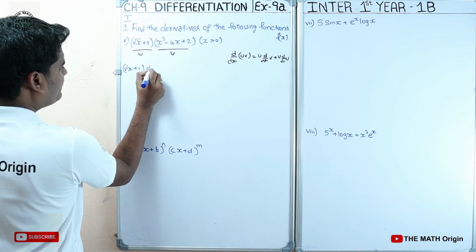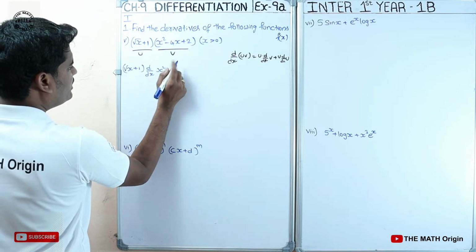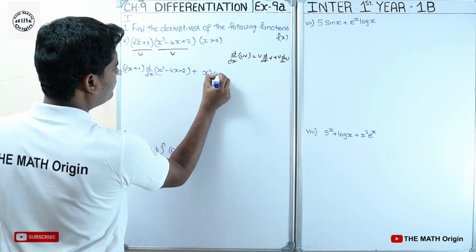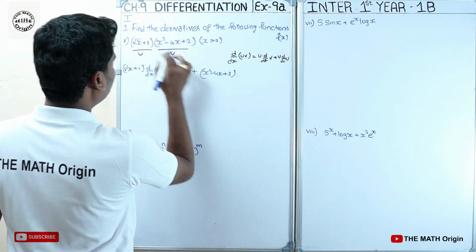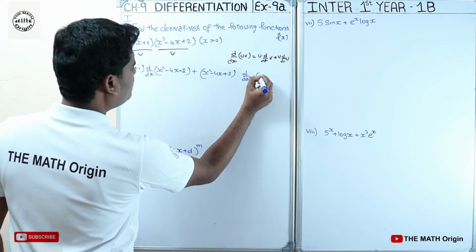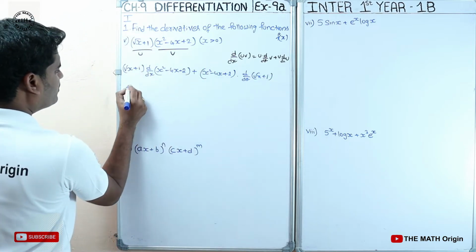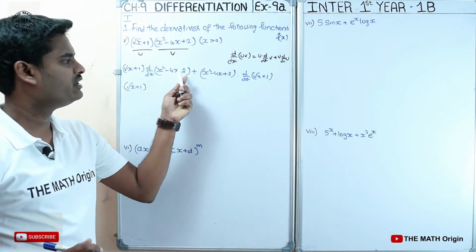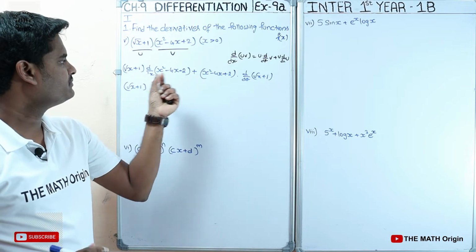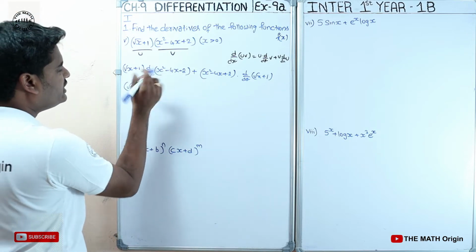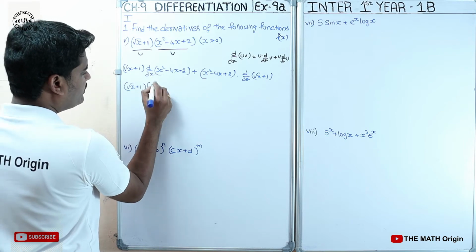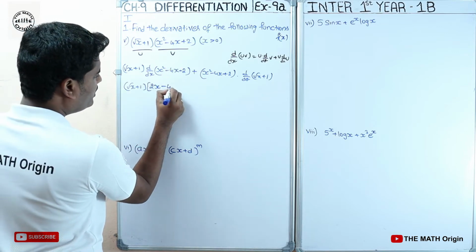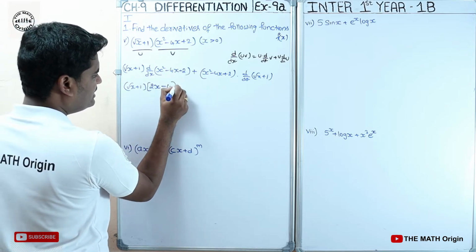Root x plus 1 into d by dx of x square minus 4x plus 2, plus x square minus 4x plus 2 into d by dx of root x plus 1. Now d by dx of x square minus 4x plus 2 is plus with plus and minus, so we can apply the derivative individually. So d by dx of x square is 2x, minus d by dx of 4x is 4, and d by dx of 2 is 0.